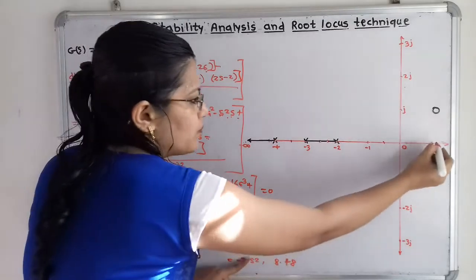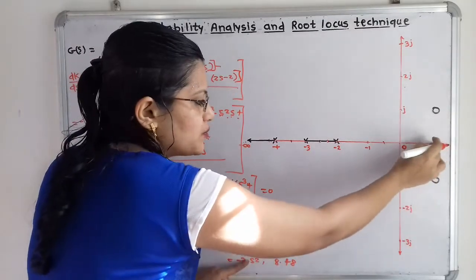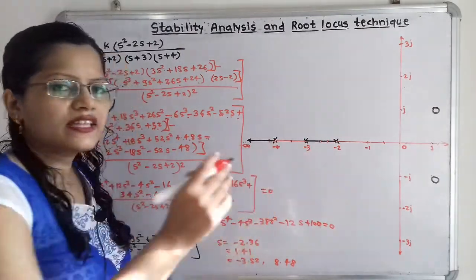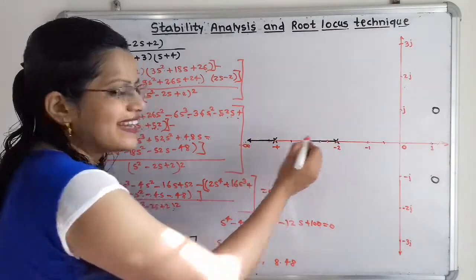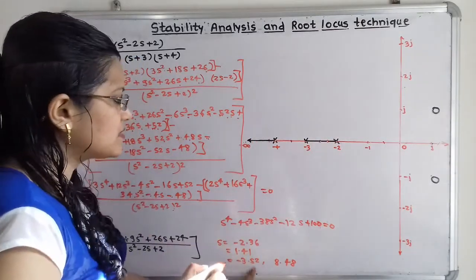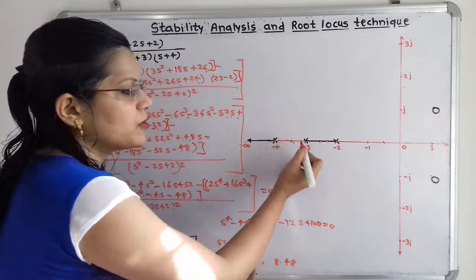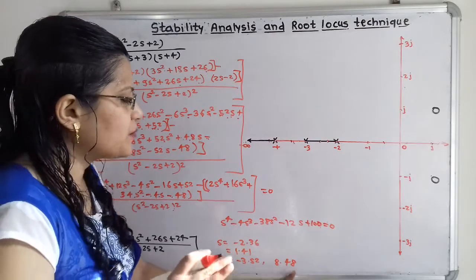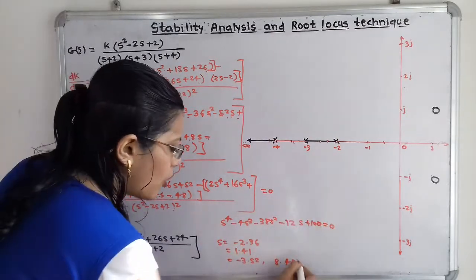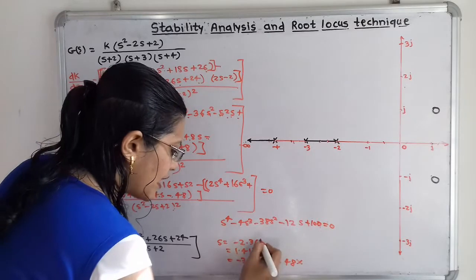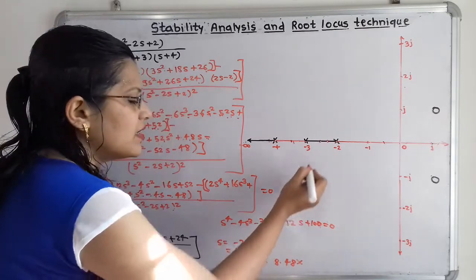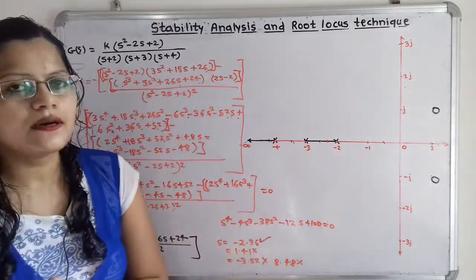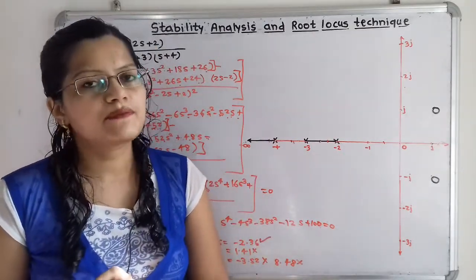1.41 is here. So this point is not part of the root locus. Remember that the points which are part of the root locus I have shown with the help of a black marker. Then minus 3.52 is also not a point which is part of the root locus. Then 8.48 is also not. So all these 3 points are cancelled and only one point is part of the root locus. So we can say that this point is the breakaway point from where the branches depart.